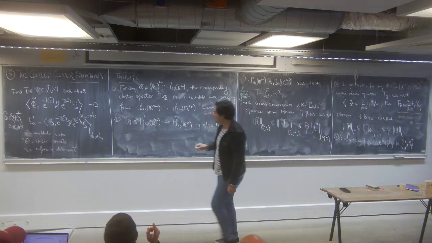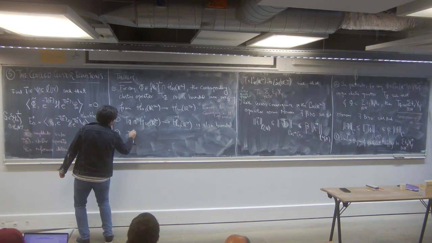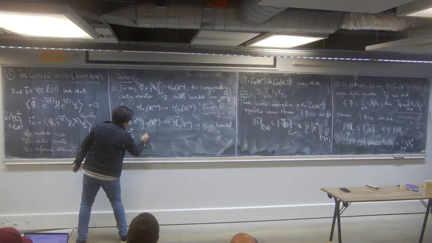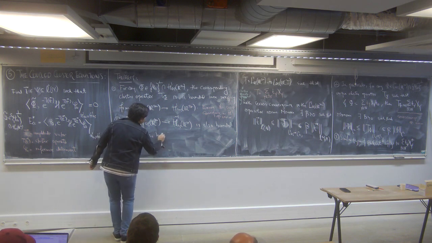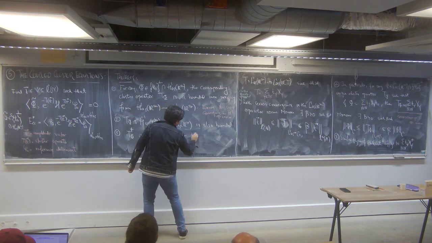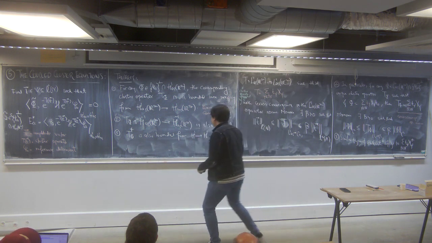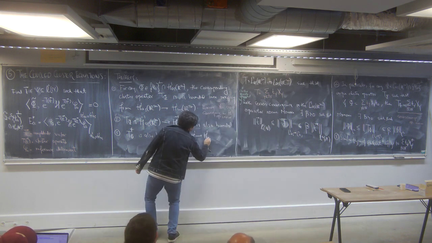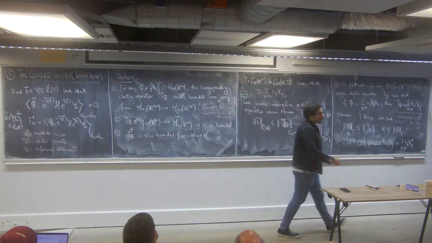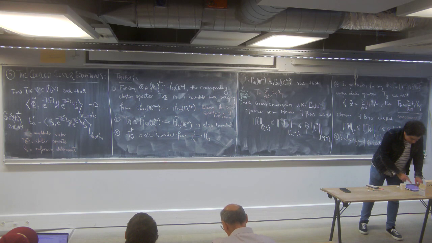And finally, T phi dagger is also bounded from H1 to H1, but not from H minus 1 to H minus 1.